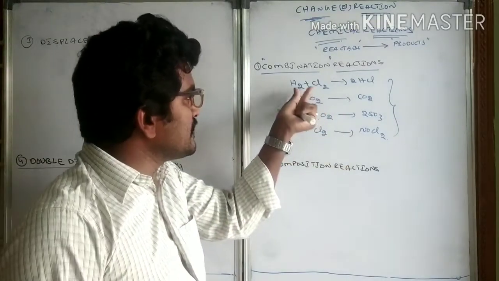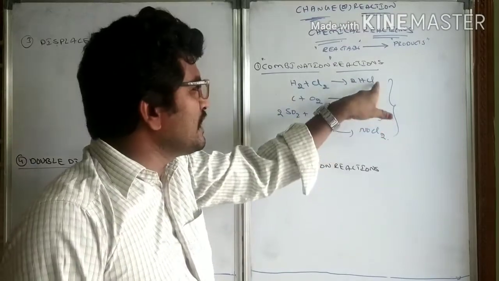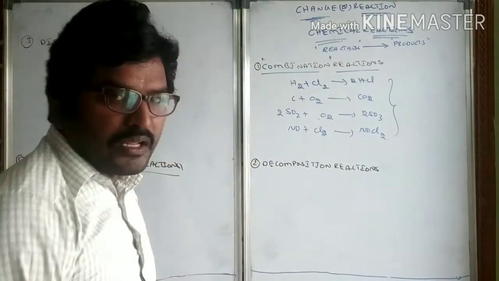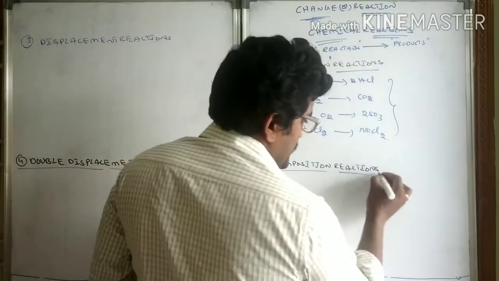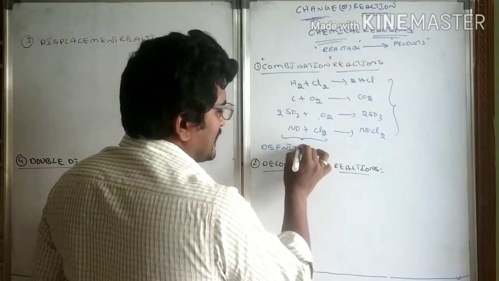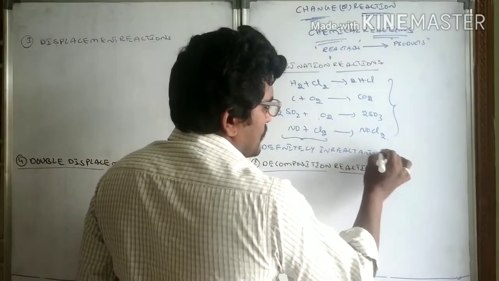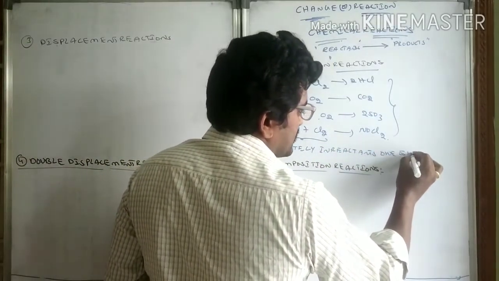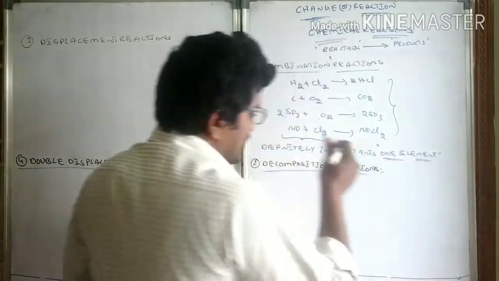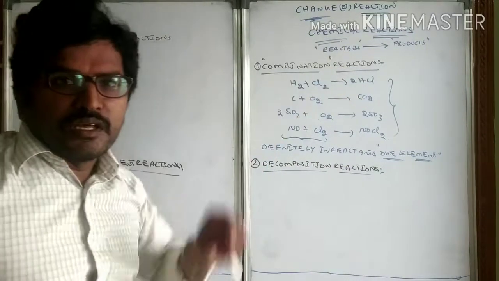So reactions in which elements combine with one another, or elements and compounds combine with one another to form the products, are known as combination reactions. Mostly in combination reactions, definitely in the reactants one element will be present. That is combination reactions.